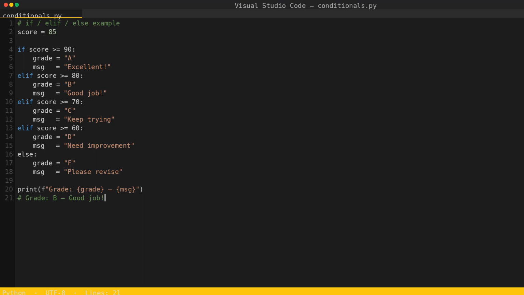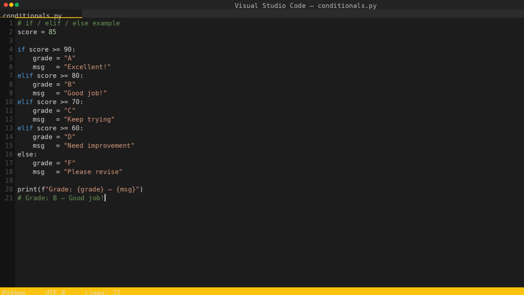Python also has a shortcut called the ternary operator, which packs an if-else into a single line. The syntax is, value if true, then if, then condition, then else, then value if false. Use this for simple, readable one-liners, but stick to regular if-else for complex logic.